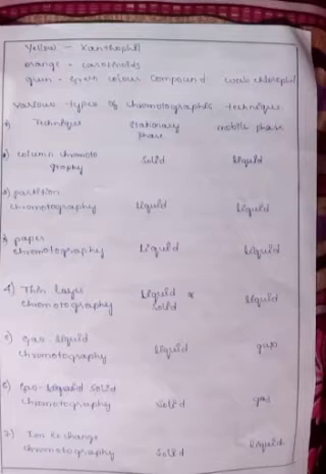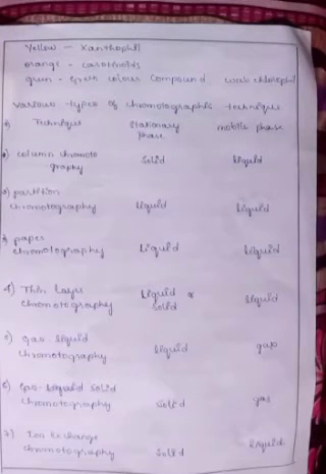Thin layer chromatography, stationary phase is liquid or solid and mobile phase is liquid. Gas liquid chromatography, stationary phase is liquid and mobile phase is gas. Gas solid chromatography, stationary phase is solid and mobile phase is gas. Ion exchange chromatography, stationary phase is solid and mobile phase is liquid.